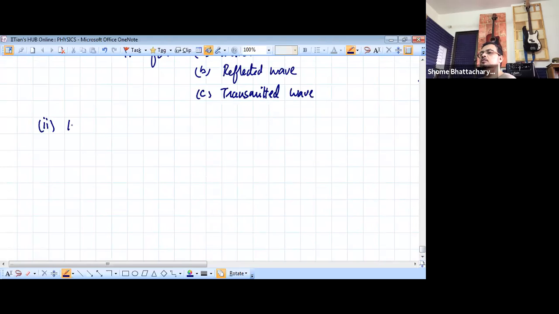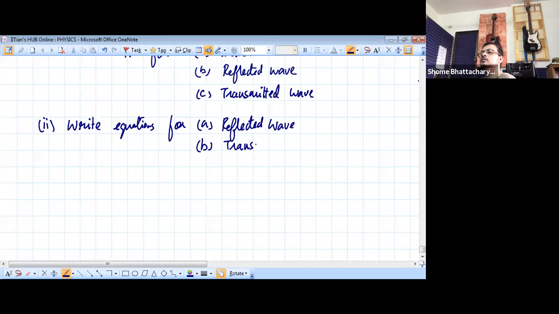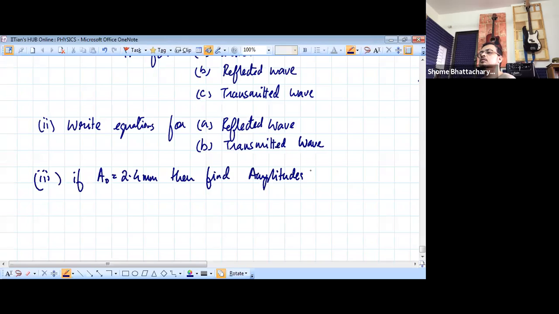From that, write equations for the reflected wave and the transmitted wave. And third part, if the amplitude of the incident wave, that is A naught, is let's say 2.4 millimeters, then find the amplitudes, say AR and AT, of the reflected and transmitted waves.